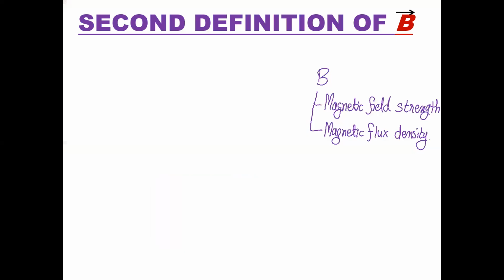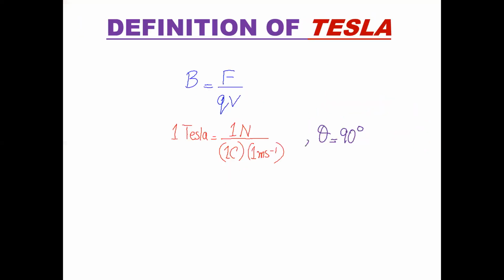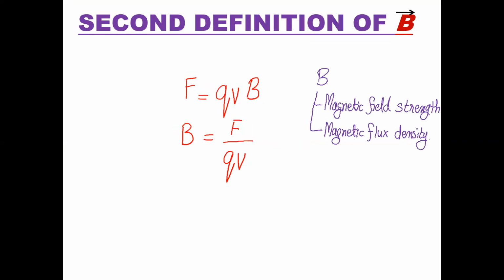Now, formula is F is equal to QVB. So B is equal to F upon QV. So we can make a definition for magnetic field strength from here. You have to copy this screen.